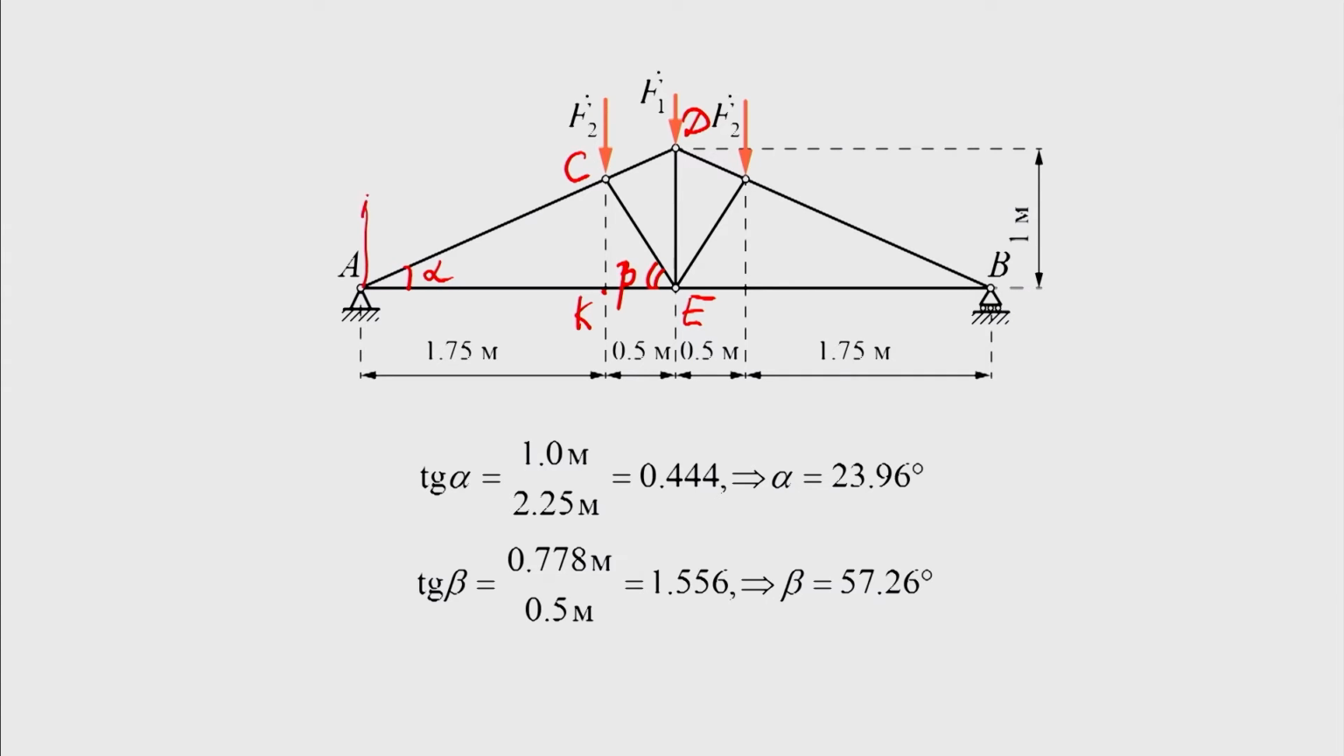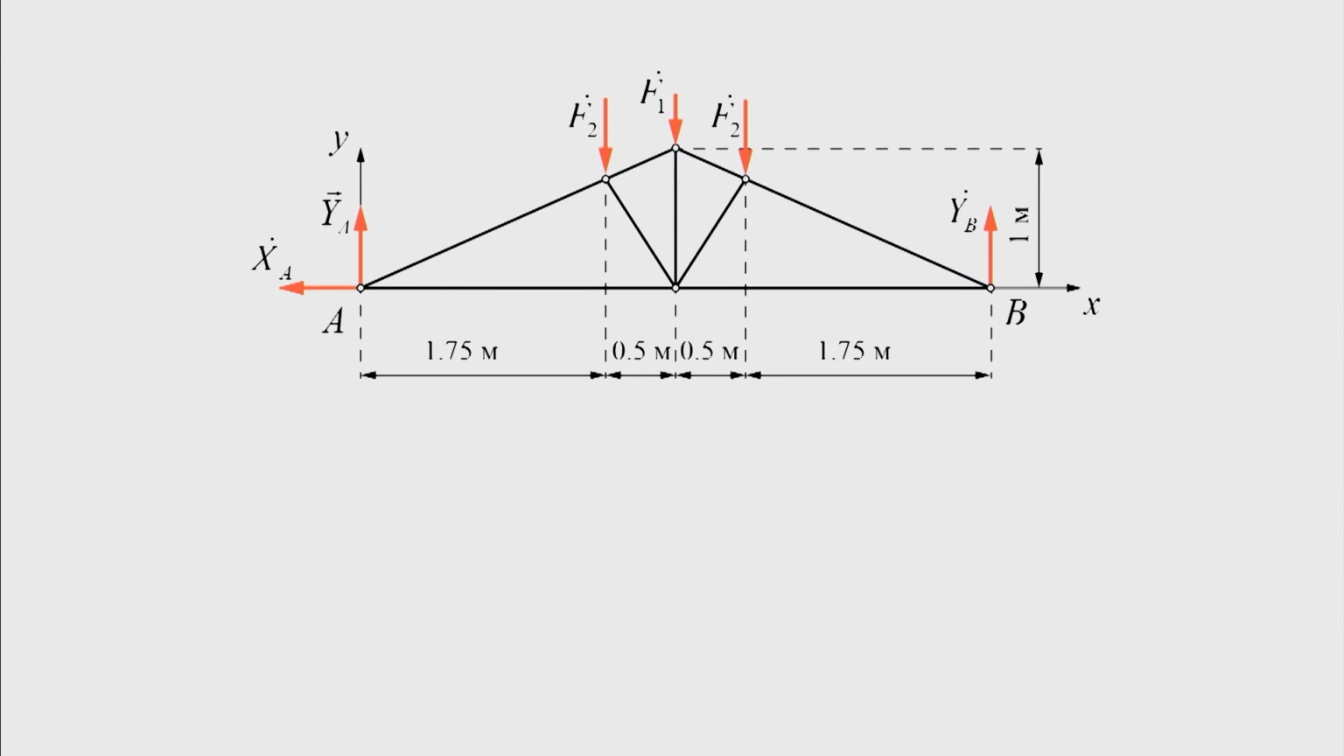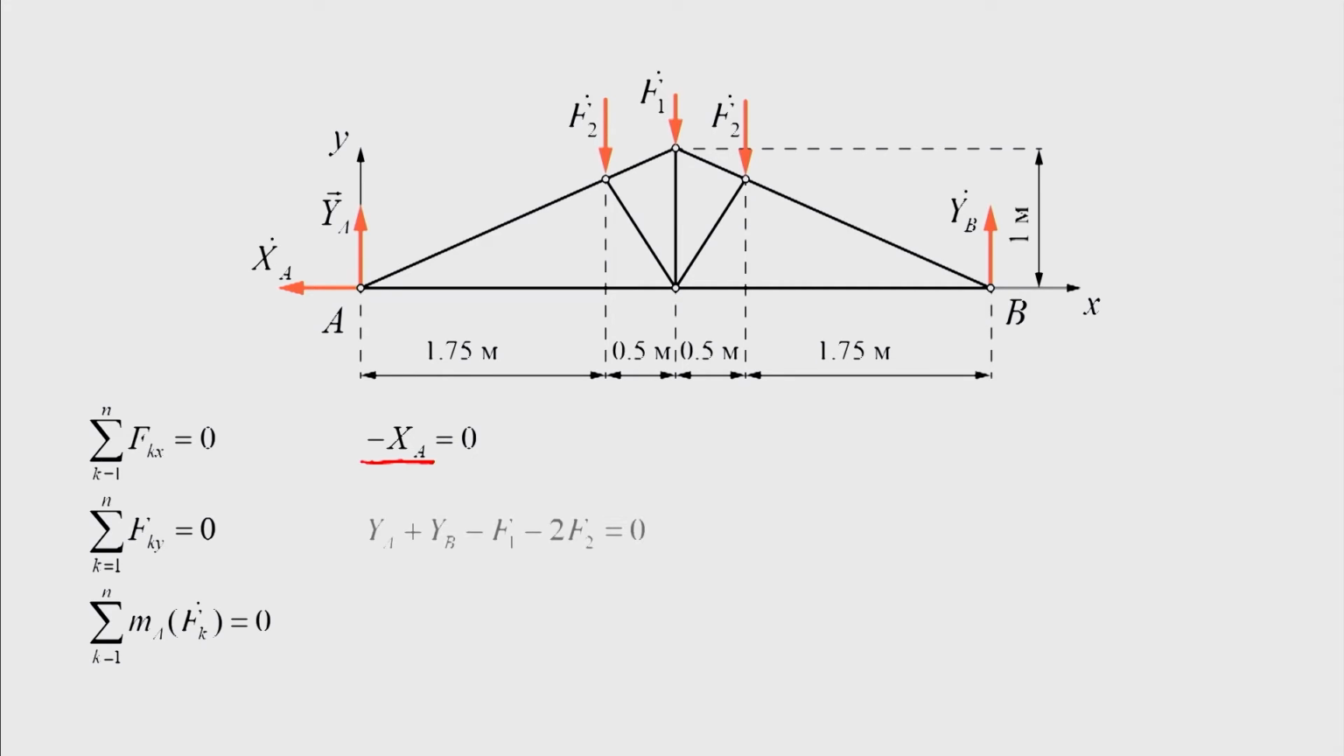The components of the joint reaction at the point A are directed vertically and horizontally. The reaction of the movable joint at the point B is directed vertically. The truss is in equilibrium under the action of an arbitrary coplanar force system. Let us introduce a reference system and write down the equilibrium equations. Only the horizontal component of the reaction at the point A is included in the equation of the projection onto the axis X. The vertical components of the reaction in the support and the concentrated forces F1 and F2 are included in the equation of the projections onto the axis Y.